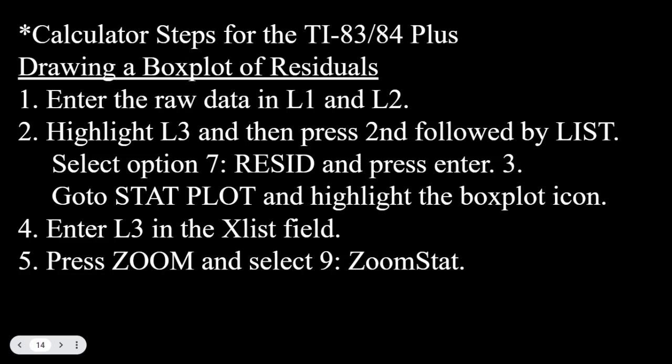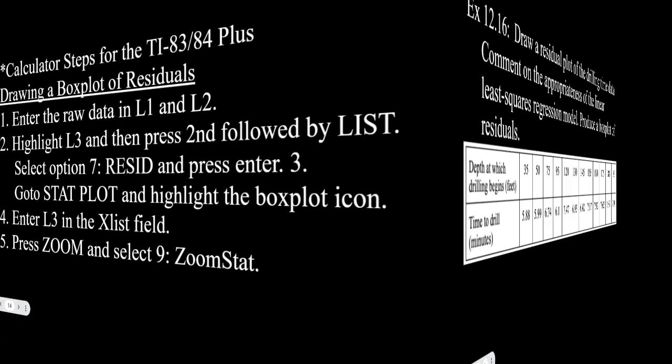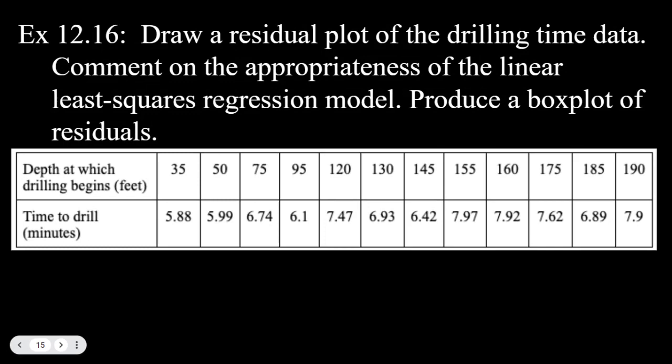My 3 got in the wrong spot there. Then we would go to the stat plot and highlight the box plot icon, which I'll show you how to do, and then enter L3 in the X list field. Then press zoom and zoom stat. Let's go ahead and look at this one, and then we're going to make a box plot of this one.